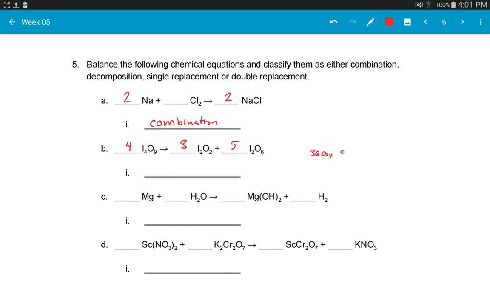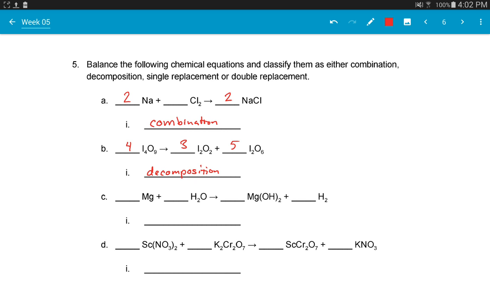And if I look, I also have 3 times 2 and 5 times 6. So 6 plus 30, 36 oxygens on the product side as well. We are now balanced. Now, since I start with a single compound and I end up with 2 simpler compounds, this would be a decomposition reaction.